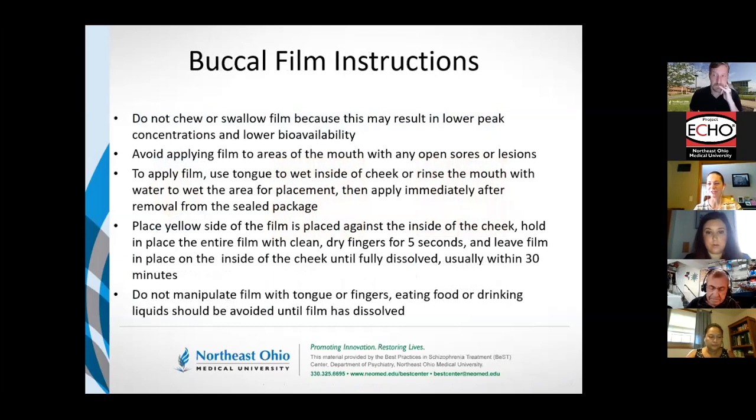Just a couple instructions, things to keep in mind that are a little bit unique if patients are using the buccal films. They shouldn't chew or swallow them. They're not going to absorb very much of it if they do it that way. If they do have an open spot on the inside of their mouth, it'd be best not to put the film there. Wash and dry their hands, making sure their hands are dry. If their hands or fingers are wet, the film can stick to them and may make it difficult to actually get it into their mouth, and it may start to break down right in their hands.